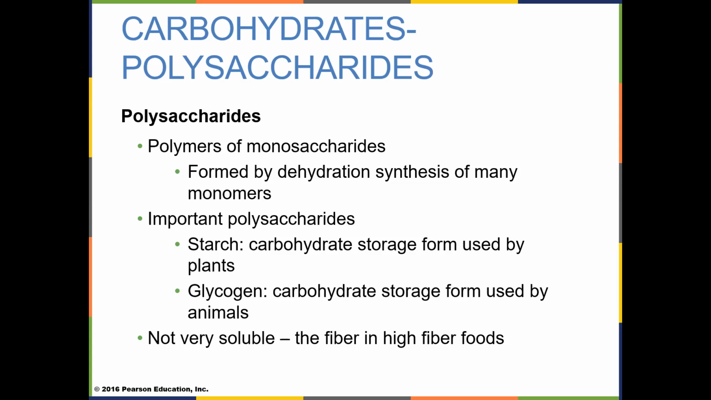We also find that fiber is a type of polysaccharide. Fiber in foods is made from cellulose. Cellulose is a type of polysaccharide. It's what makes up the cell wall of plants. We can't process cellulose. It's indigestible. We call it fiber. We eat high fiber foods. We eat a salad.